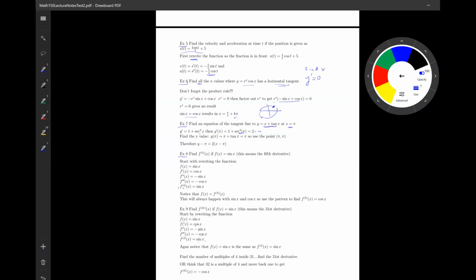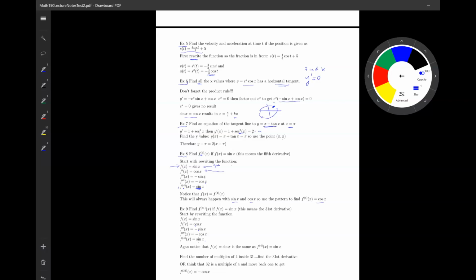All right, so this says find the fifth derivative. So this little parenthesis of the number above, that's the way of saying the fifth derivative. So first off, I'm going to start by rewriting the function. And let's take one derivative, two derivatives, three derivatives, and then the fourth derivative is the original function. So this is the fourth derivative. This will always happen if we start with the function of sine or cosine. So if I'm trying to find the fifth derivative, that's going to be this one right here. So that's cosine.